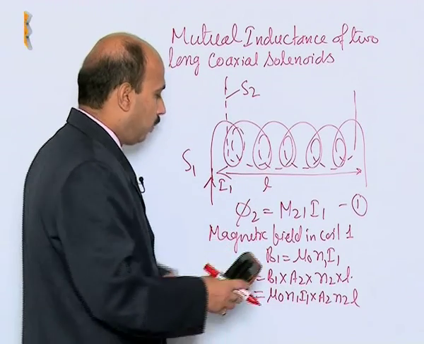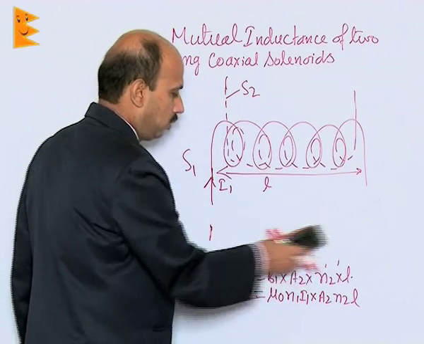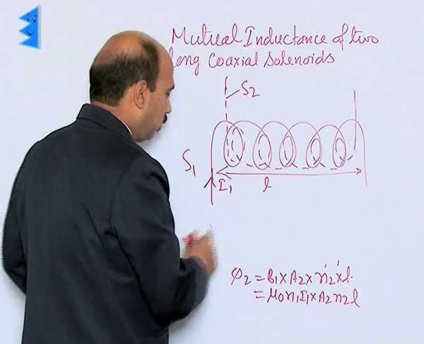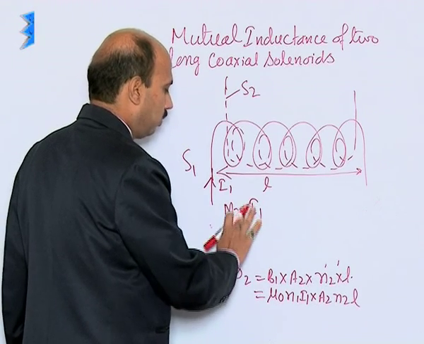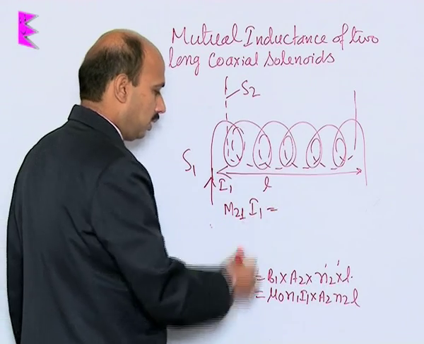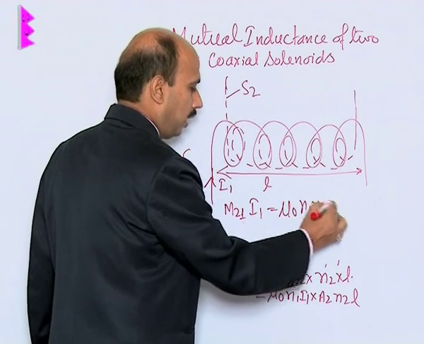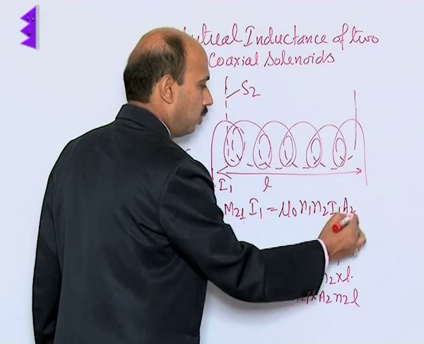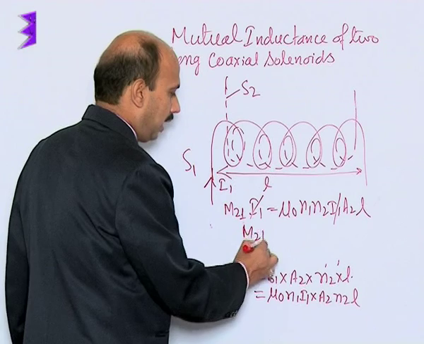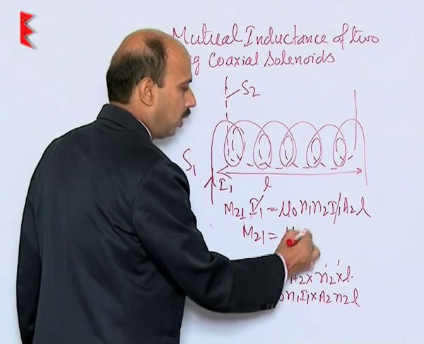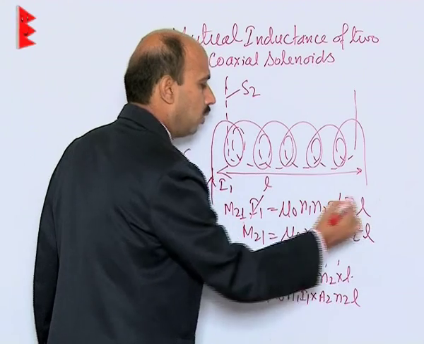Now, you can equate these two fluxes. When you equate these two, you will get M21 I1 is equal to mu naught N1 N2 I1 A2 into L. I1 cancels. So, you can write M21 is equal to mu naught N1 N2 pi R2 square into L.